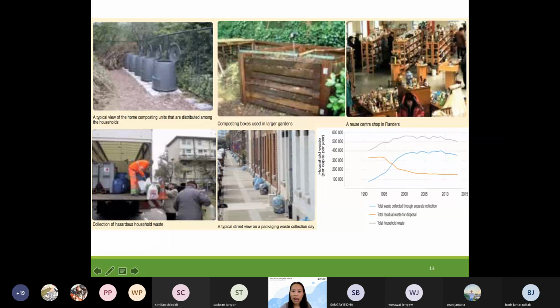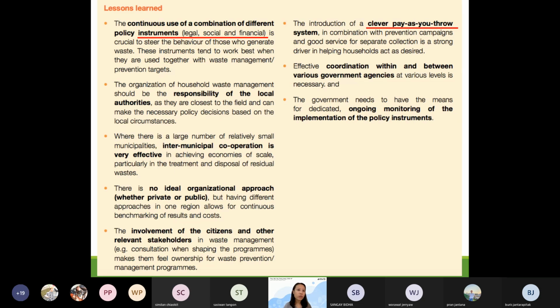You can see the graph. The blue line represents the total waste collection to the separate collections, right? And the total residual waste from the disposal. You can see the waste transferred to the disposal process is continuously decreasing, right? Because they have a process to separate at source, right? And also the lesson learned from this area: the instruments that they use are not only law and regulations, but the social and financial are also important.